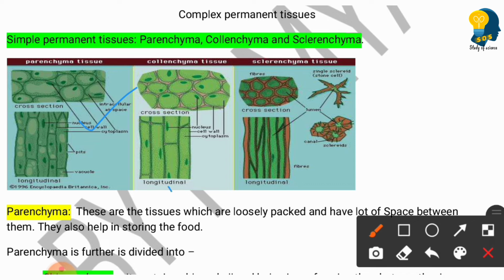So now let us talk about the sclerenchyma, which is the second type of the simple permanent tissue. Sclerenchyma have thickened ends. If you observe these ends of the cells, they are thickened. That means thickness is present. The ends of the cells have thickness. The sclerenchyma have thickened ends.